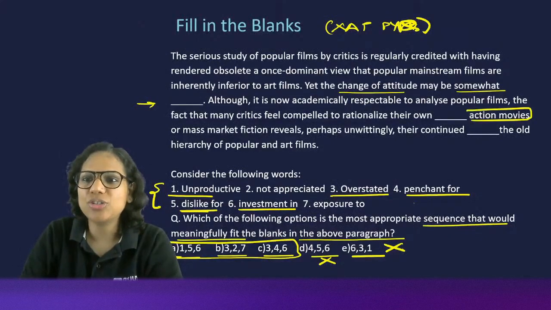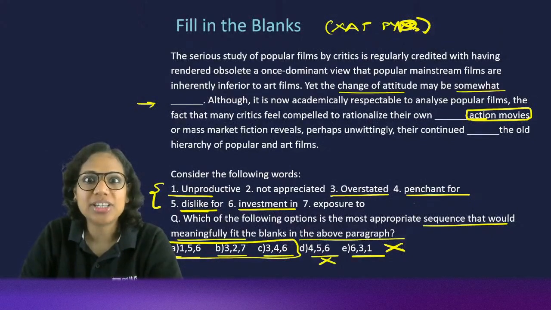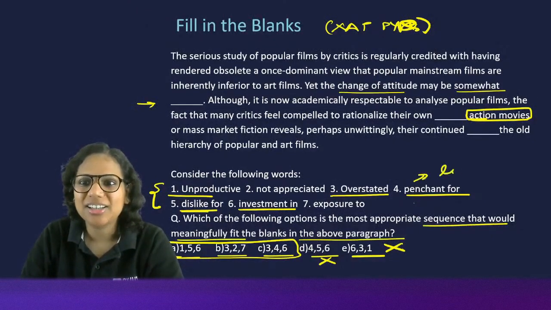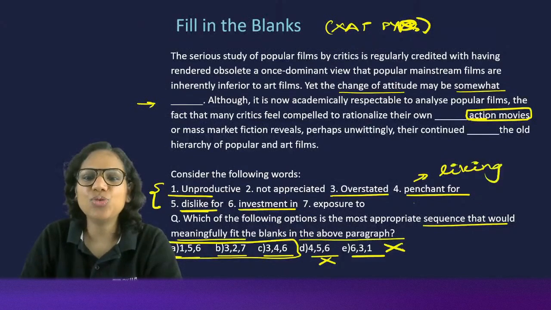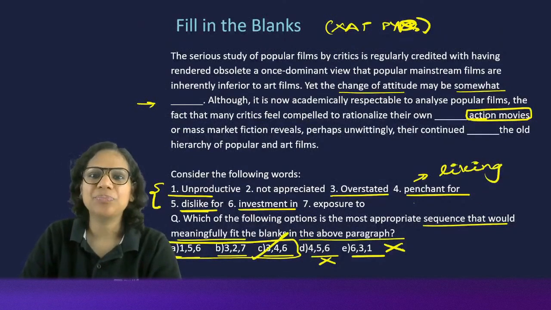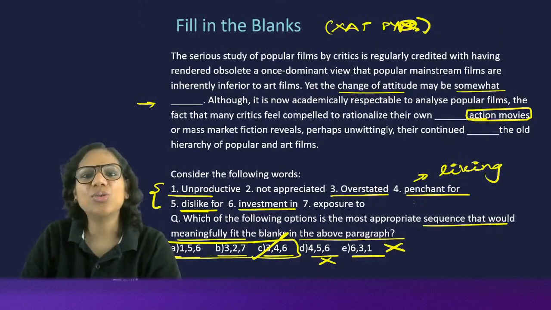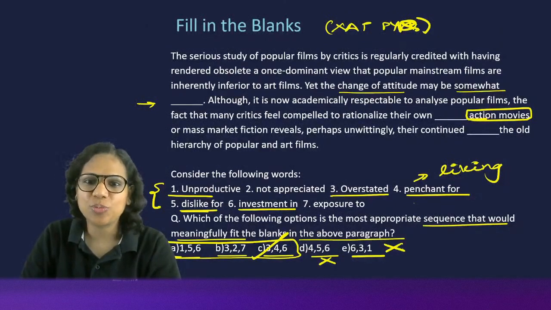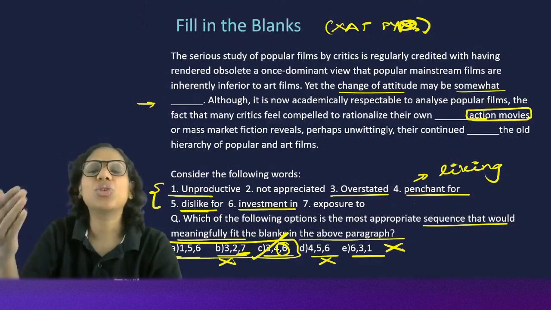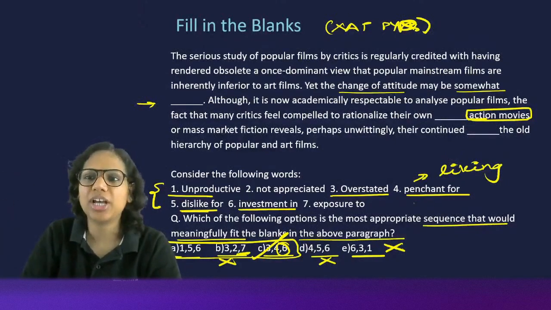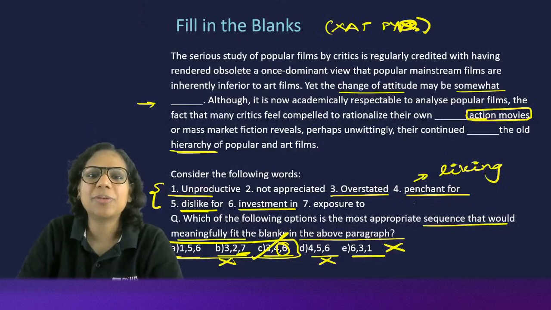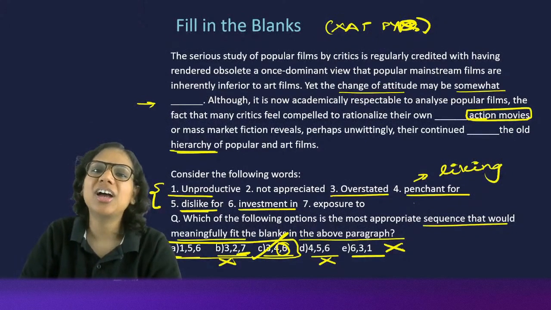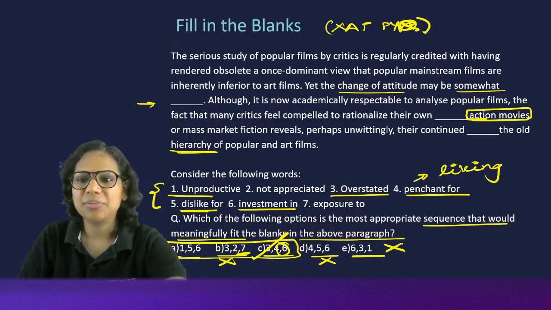So we are talking about action movies here. They find it necessary to explain why they like action movies. So penchant for action movies. And yes, investment in the old hierarchy of popular and art films. So it is only 6 that fits here. It's not about exposure. It is about their investment in the old hierarchy, that they are contributing to that old hierarchy. They are actually perpetuating that old hierarchy of popular and art films. Make sense?